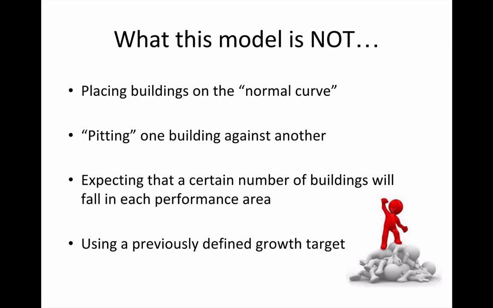To begin, the Type 2 calculation does not place buildings on a normal curve, where some buildings must fall above, at, and below a defined number. As you heard earlier in the presentation, the growth of all students who take the assessment will be utilized to identify average growth. Separate growth calculations will not be completed for each building or team. This method then avoids placing buildings on a normal curve. Further, buildings are not being pitted against each other.